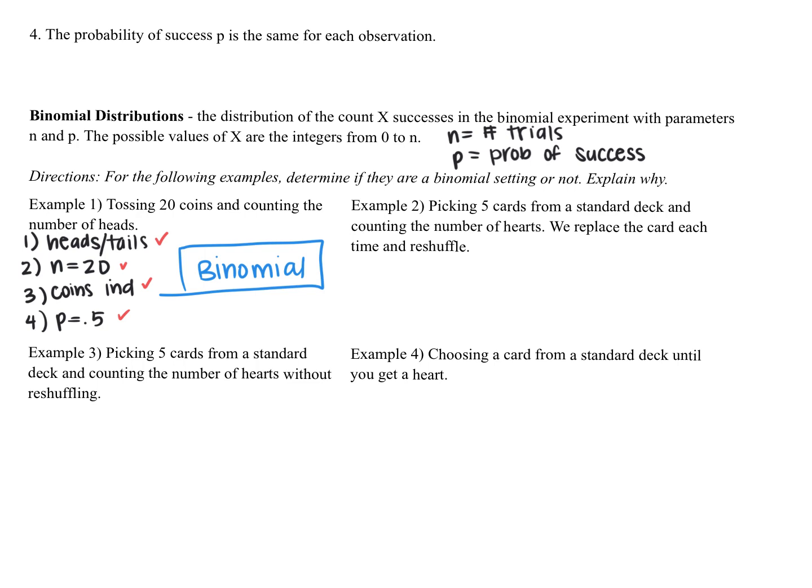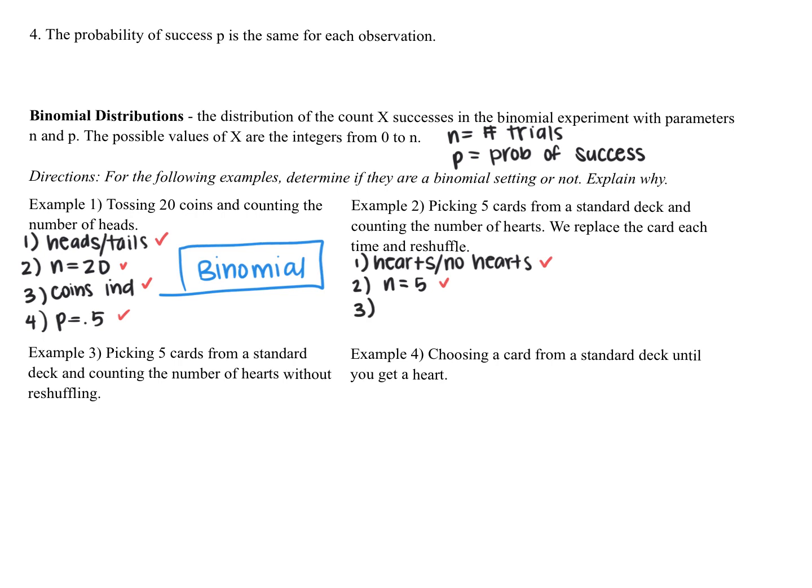In our second example, you're picking 5 cards from a standard deck and counting the number of hearts. We are going to replace the card each time and reshuffle. So for our first condition here, do we have 2 outcomes? Technically the answer is yes, because we are looking to see whether or not we have a heart. So even though there are 4 suits, we're only counting the number of hearts. If it's not a heart, we're saying, nope. For our second condition, we are drawing 5 cards, so we have a fixed number of observations.